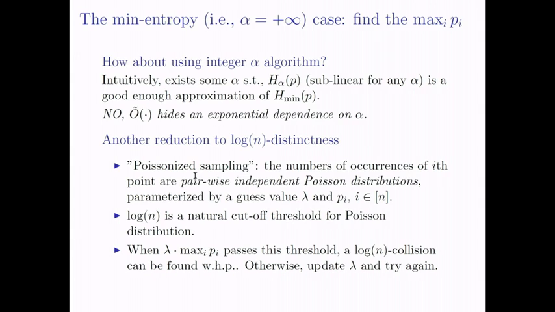And you can use the log n distinctness problem to find this collision. Otherwise, your lambda is not good, your guess value is not good, so you just update your lambda and try again. There won't be many tries of this lambda, so you're done. The most costly part of this procedure will be the algorithm for solving the log n collision problem. And that's something I mention in the open questions section.